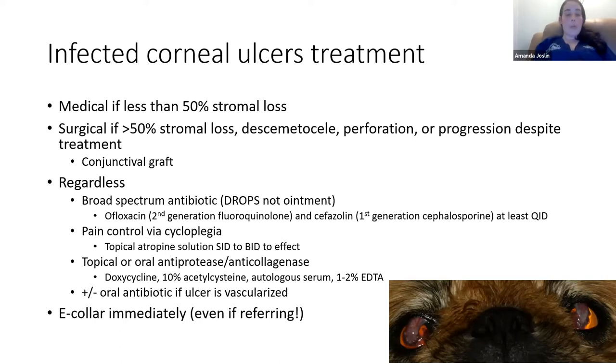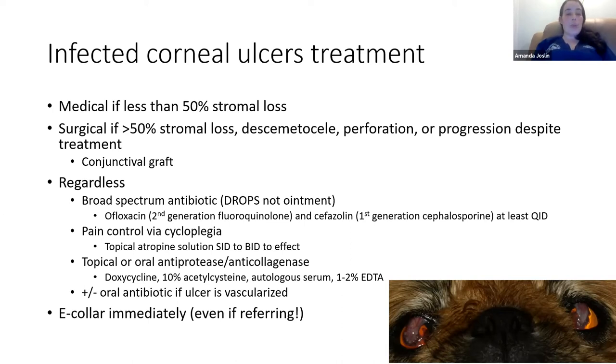Whenever you have a deep ulcer, you want to use drops and not ointment, because if the ointment gets in the eye, the preservatives in it can be very toxic. If you're comfortable taking the pressure because the eye is not too affected, you can start a topical cycloplegic. So atropine, sometimes I do it twice a day for 2 days and then once a day for a week or so.